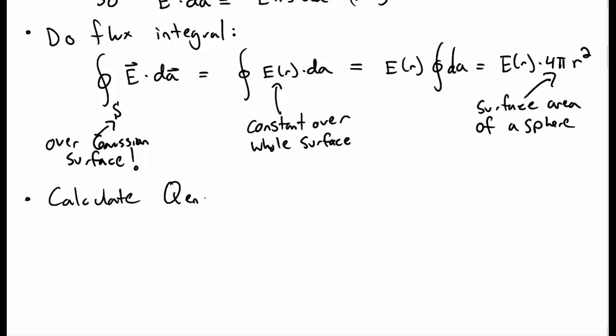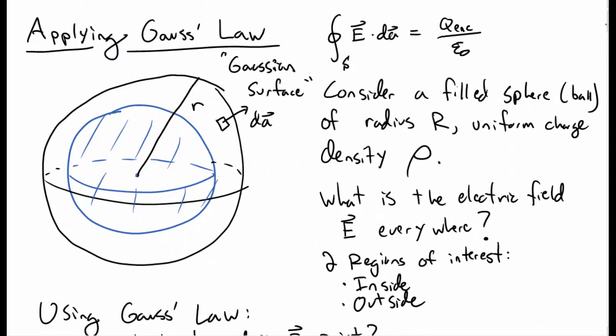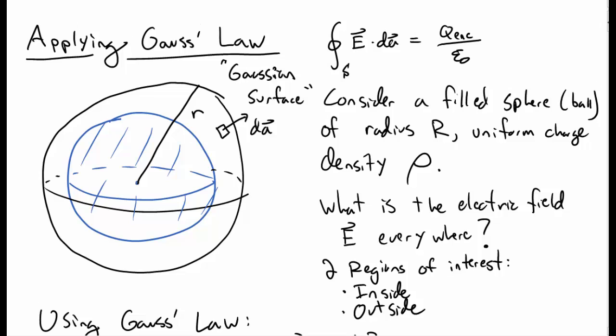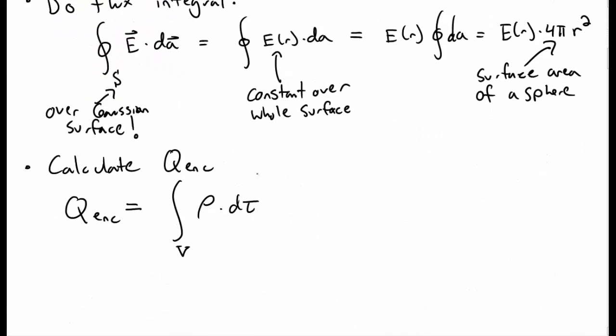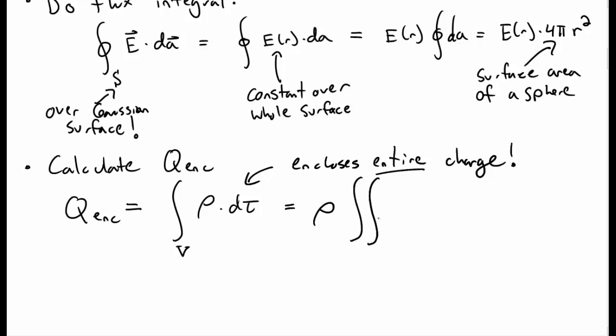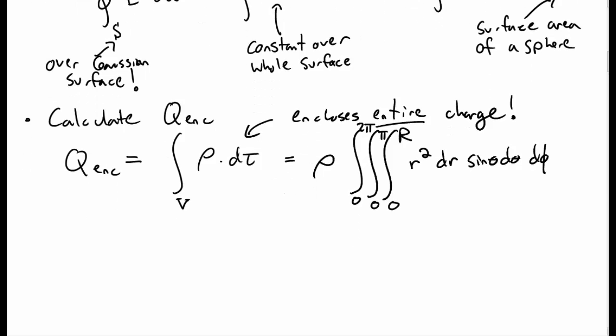Okay, the next step in doing Gauss's law is to calculate the charge enclosed. So the charge enclosed is the volume integral of ρ dτ. And if we look back at our setup here, our surface is enclosing our entire volume. So all of our charge is what's going to be enclosed. So we could just write that as whatever the total charge is. Let's do the integral here for future benefit. So it's going to be a triple integral because it's a volume integral. And it's the integral of r squared dr sine theta dθ dφ, where r goes from 0 to big R, theta goes from 0 to π, and phi goes from 0 to 2π.